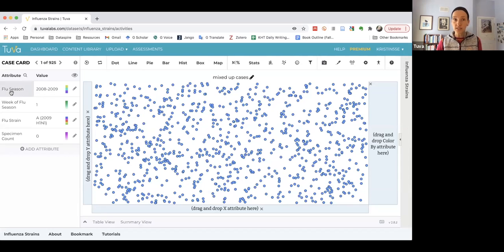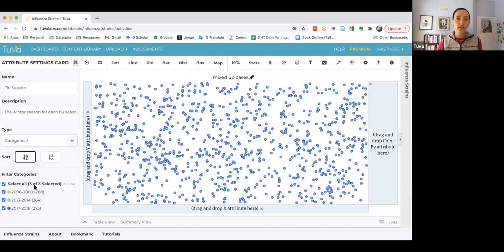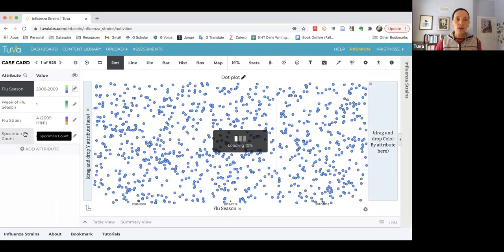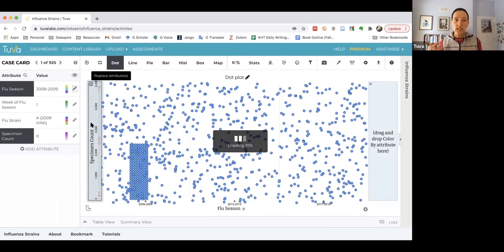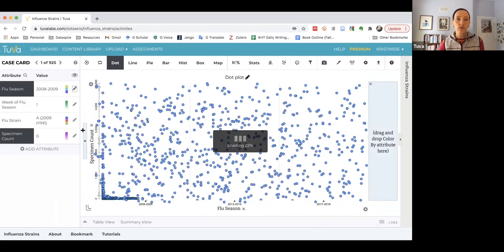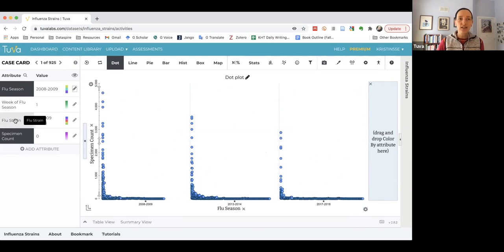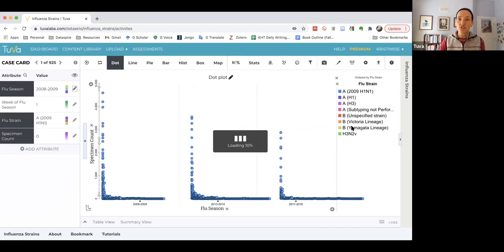We have the flu season, and just to get a sense of which flu seasons we have, the 2008 to 09, 13 to 14, and 2017 to 18 within this data set. We have the week of the flu season, the different strains, and the specimen count. So we can quickly start playing around and get a sense of how many different specimens were counted in each flu season. Or we could look at the different strains and how that's going across the flu seasons.